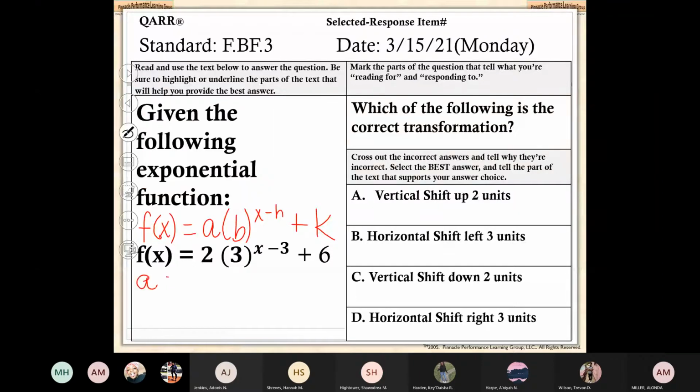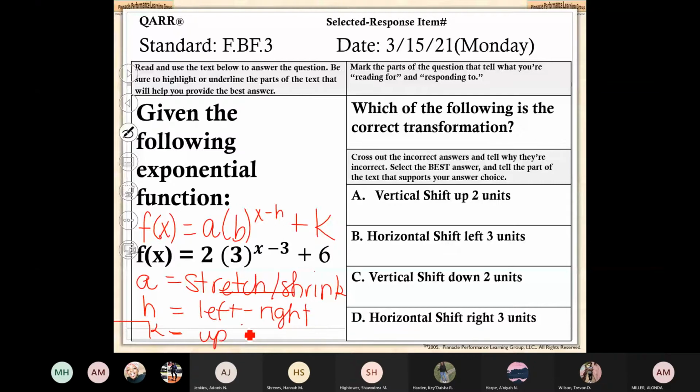Anybody remember what A represented in our transformations? Initial value, but it was something else for transformation. It was stretch and shrink, right? Good. What about what H told us? What movement? Shift left and right. And what about K? Up and down. Good.